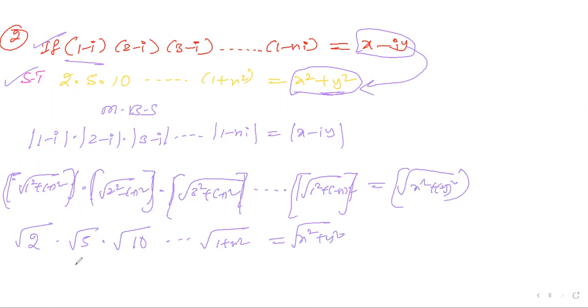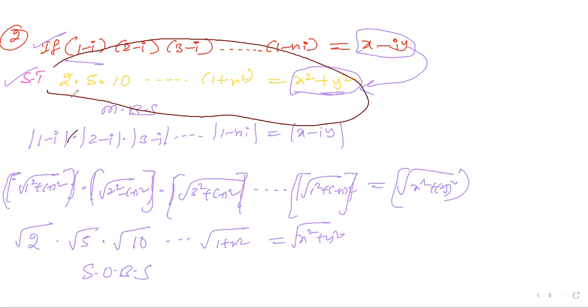Am I clear? Now what you have to do is square on both sides. After squaring on both sides, the roots cancel: root 2 squared gives 2, root 5 squared gives 5, all the roots get cancelled. This is what you are going to expect. Hence the proof is done. It's very interesting. Now this question is over.